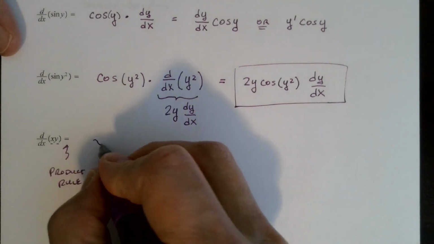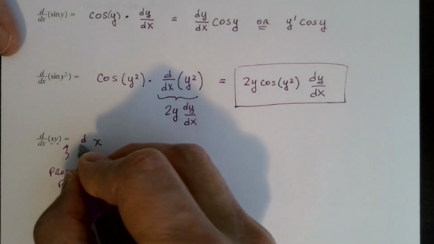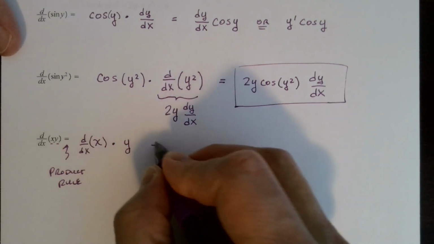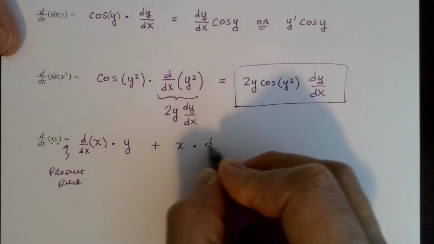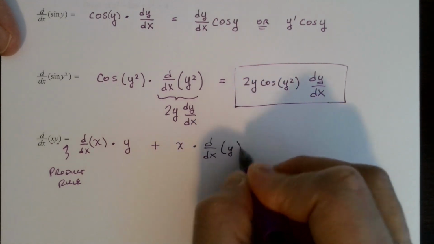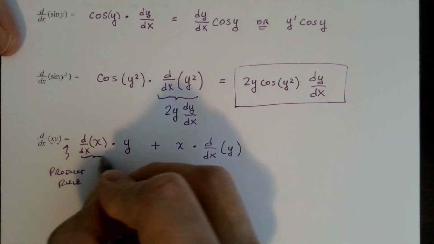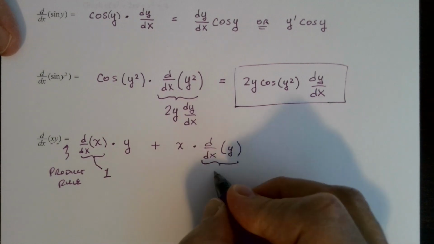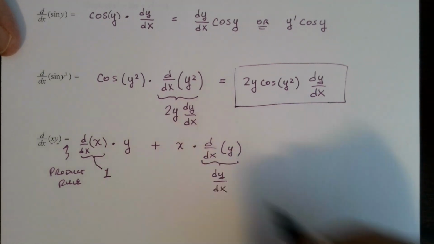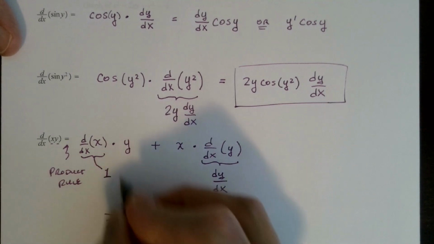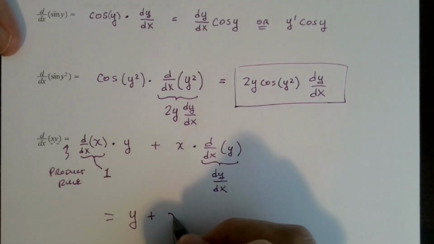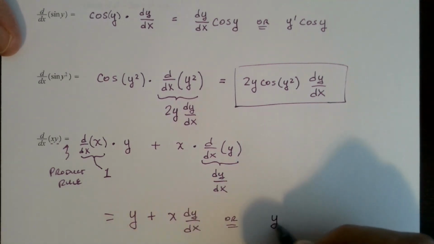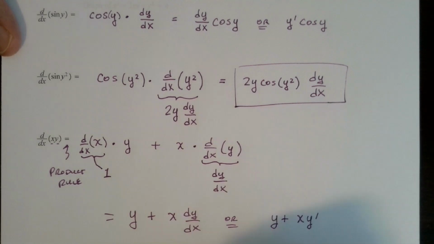And the product rule says take the derivative of the first function, and in this case I'm going to emphasize with respect to x, times the other function, plus the first function times the derivative with respect to x of the second function. Now, the derivative with respect to x of x is just 1, right? But the derivative with respect to x of y is dy dx. And so I get 1 times y is y, plus x times dy dx. Or if you're using the prime notation, this becomes y plus x y prime.